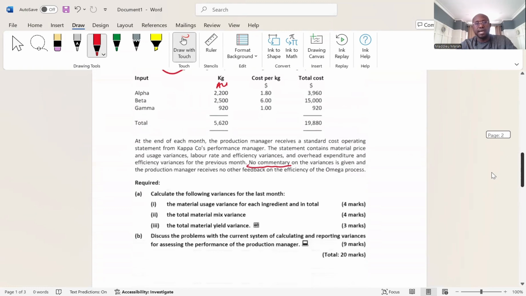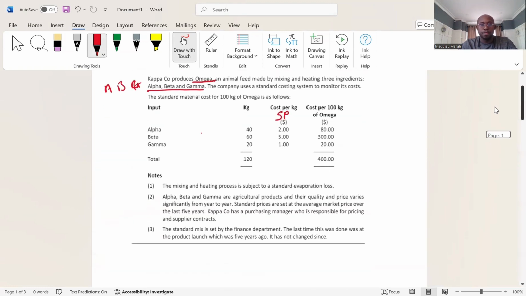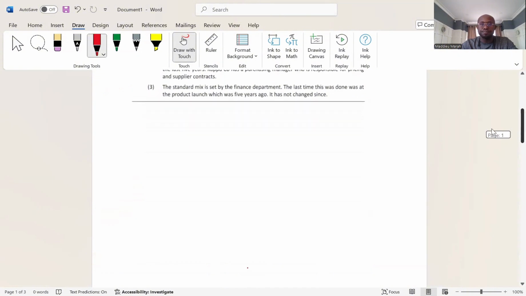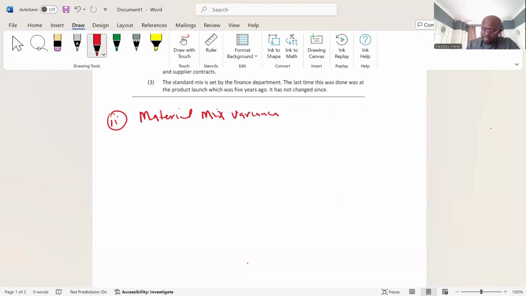So, our material mix variance. The first thing I will do is state the formula. My requirement 2 is asking for material mix variance. My formula is I'll use my standard quantity at actual mix.